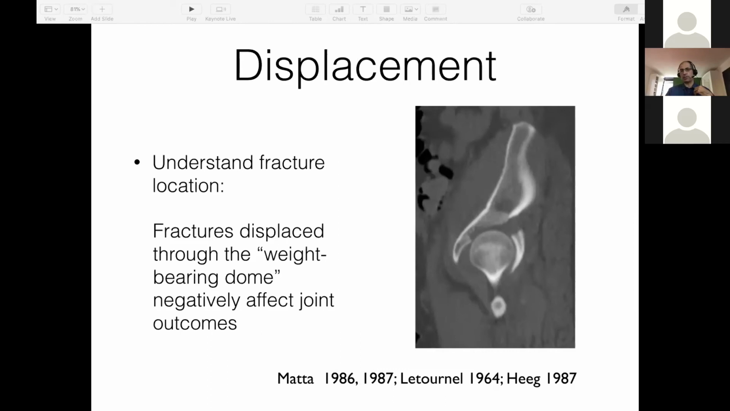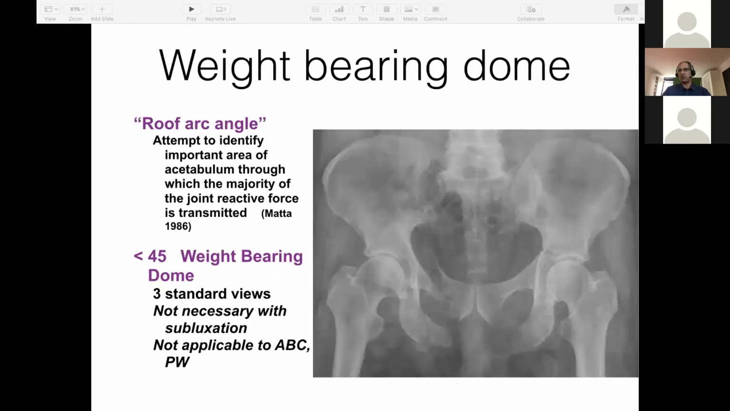Okay, how about displacement? Well, it matters where the fracture is displaced. Displacement is most important when it's happening through the weight-bearing dome of the acetabulum. So any displacement, people used to talk about 1 millimeter or 2, but if there's displacement through the weight-bearing dome of the acetabulum, that has been negatively associated with outcomes long-term, and those need surgery. How do we determine if the weight-bearing dome is involved?